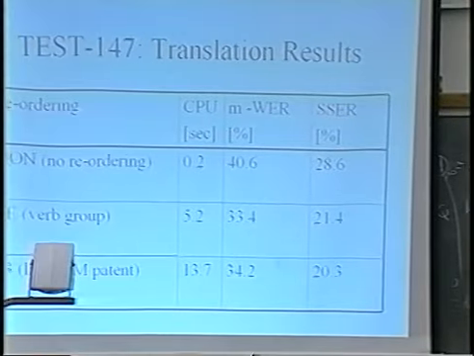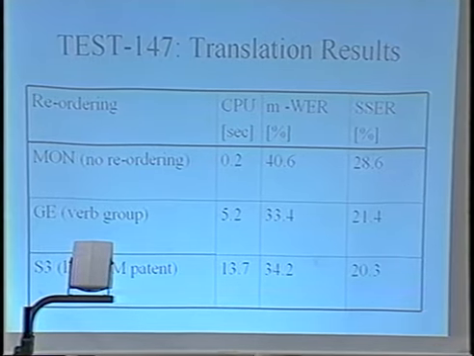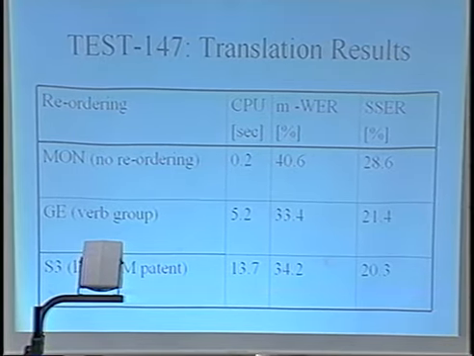So these are results on the evaluation test set. Now I compare this to the monotone restriction, with no reordering, so I don't carry out any reordering. And then the multiple word error rate goes up, because if I don't allow reordering, this shows in the translation performance. And then the GE and S3 restrictions, which are the word group and the IBM restriction, perform at about the same level, where the S3 restriction is about 2 to 3 times slower than the GE restriction.